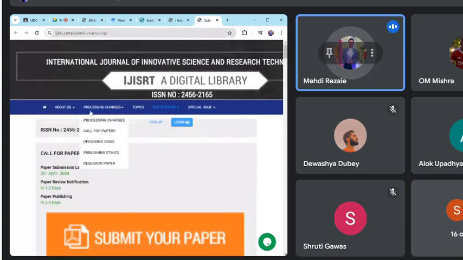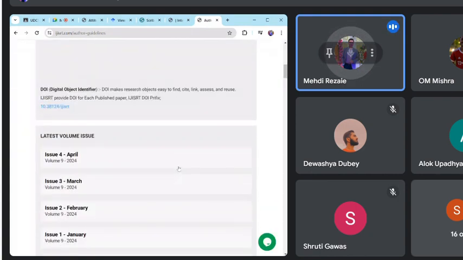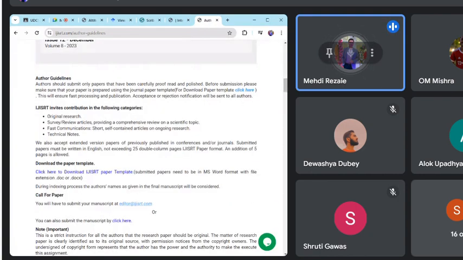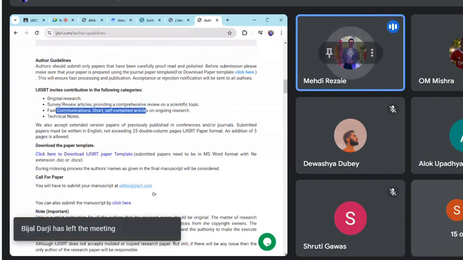There is something called their format. I need to see where that exactly is. Yeah, author guidelines. You go in author guidelines, and this is the format that they want their paper to be in. It should be an original research, survey, review articles providing a comprehensive review on a scientific topic, fast communication, short self-contained articles on ongoing research. There should be technical notes.